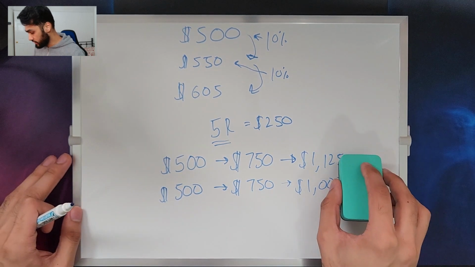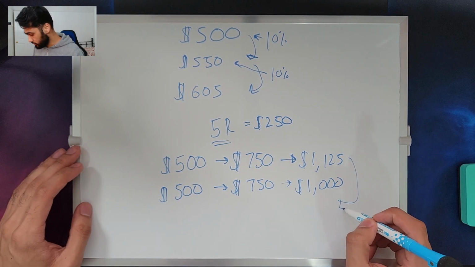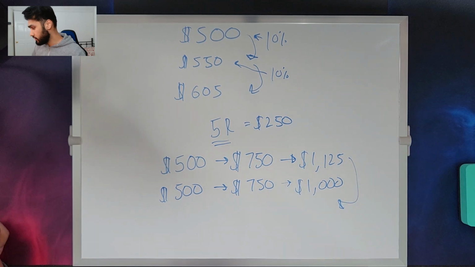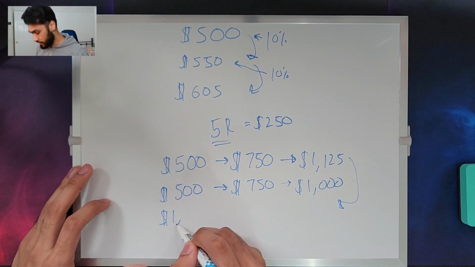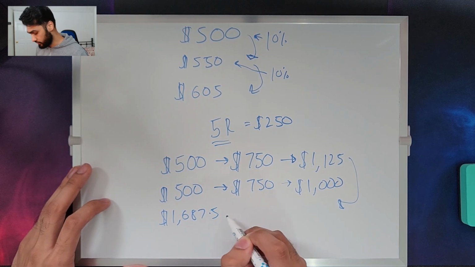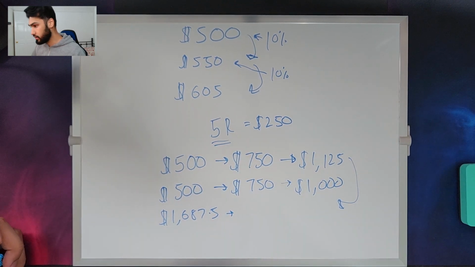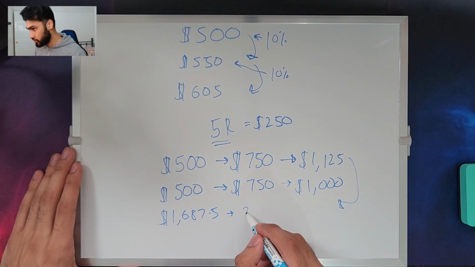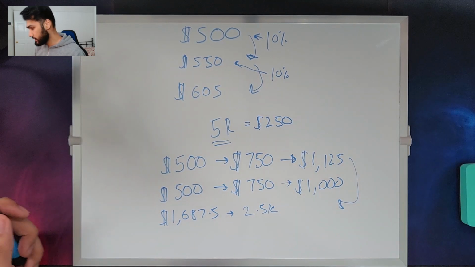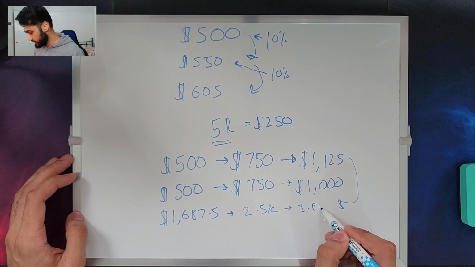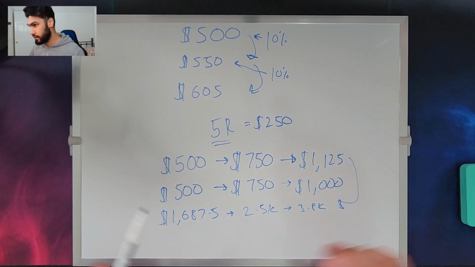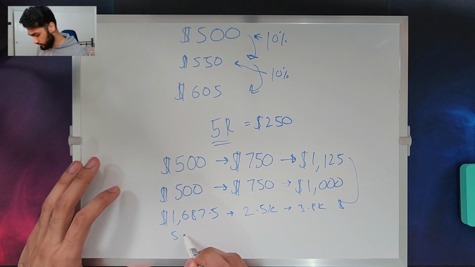So if we continue this example right over here and we bring it down to this part over here, you can see that $1,125, if you make a 5R return on that, is going to go to $1,687.5, and if we continue this on, it's going to go to 2.5k. Then the next month is going to be 3.8k, and then the last month is going to be 5.6k.